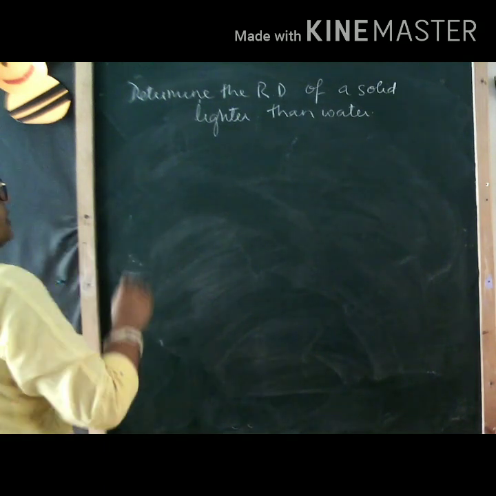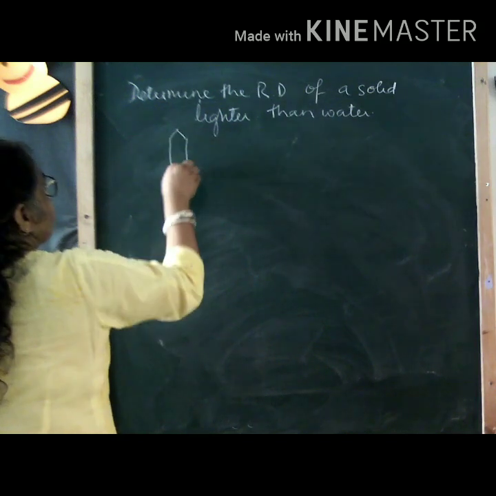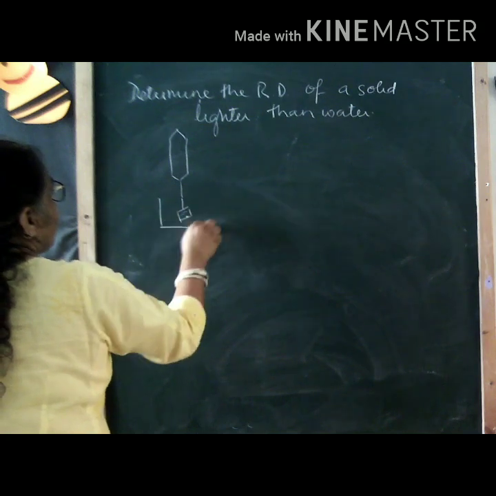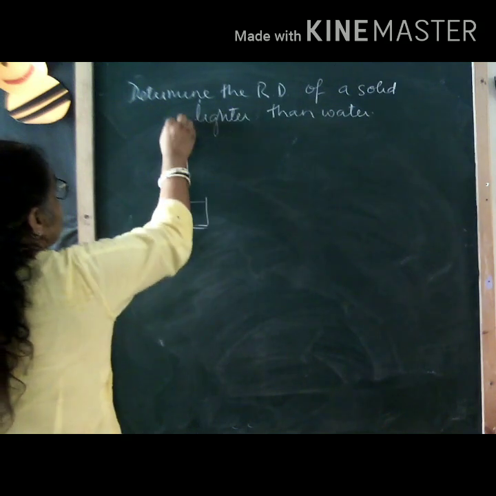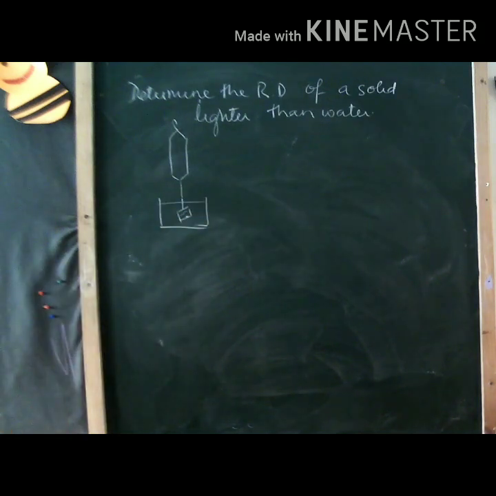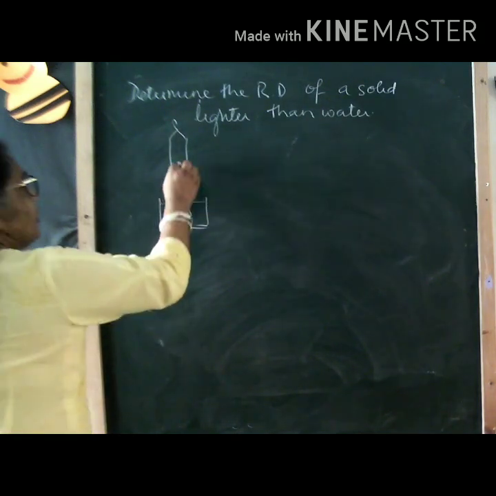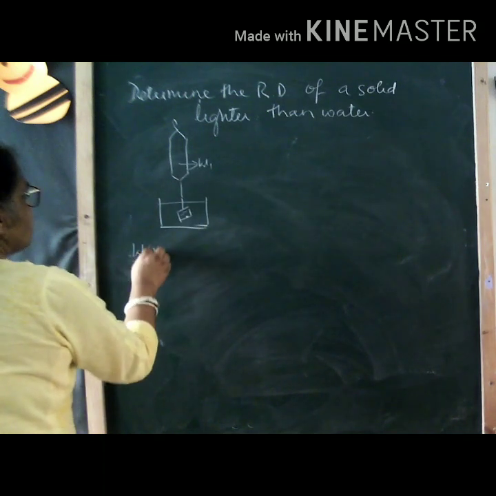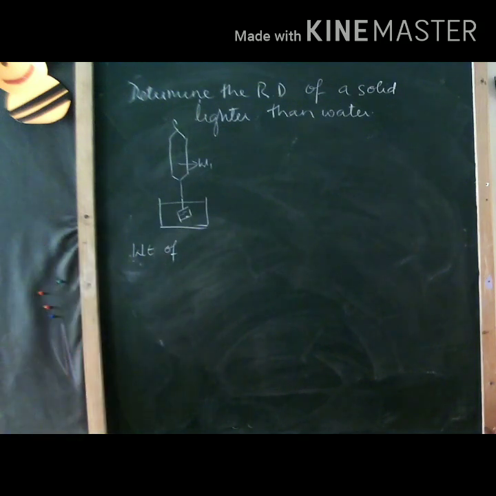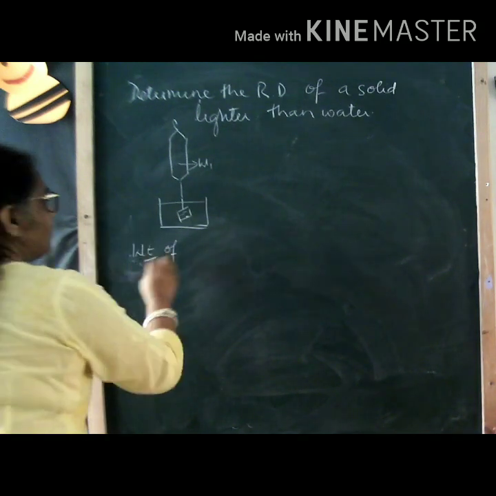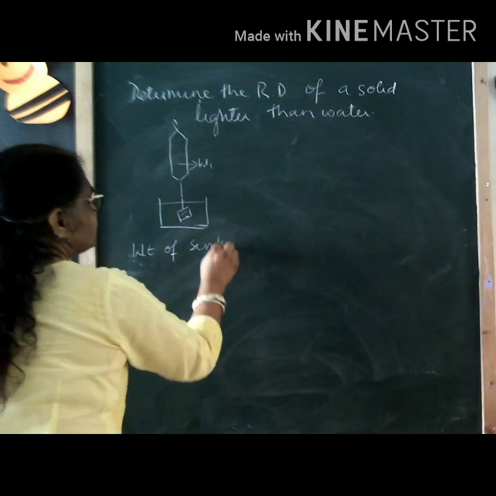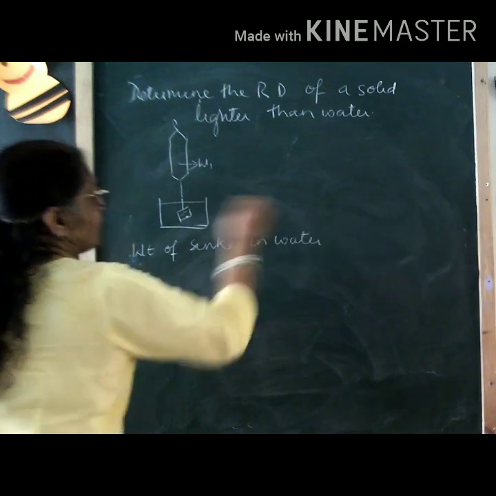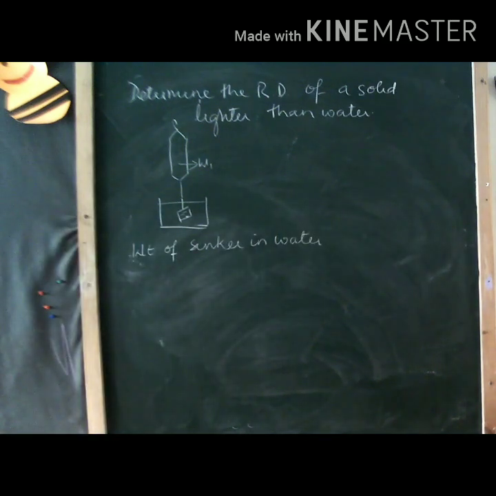So what we do is, first of all, to the spring balance, we suspend a piece of iron and immerse it in a beaker containing water. Now, what will this give me? This will give me weight. Now see, this is a piece of iron. I told you we'll call it a sinker. So this will give me the weight of sinker in water.